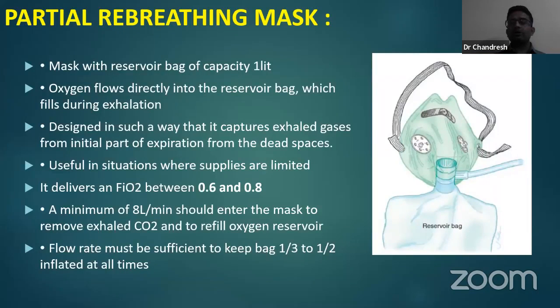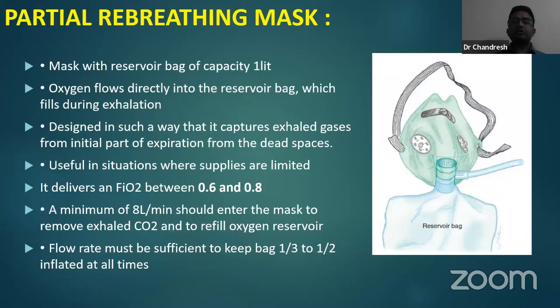Partial rebreathing mask. You all might have seen this bag. It is a mask with a reservoir bag of capacity of almost 1 liter. Here, there are few differences. The oxygen flows directly into the reservoir bag, which fills completely during the exhalation. It is designed in such a way that it captures exhaled gases from the initial part of the expired air, which comes from the dead space, which basically contains more CO2.